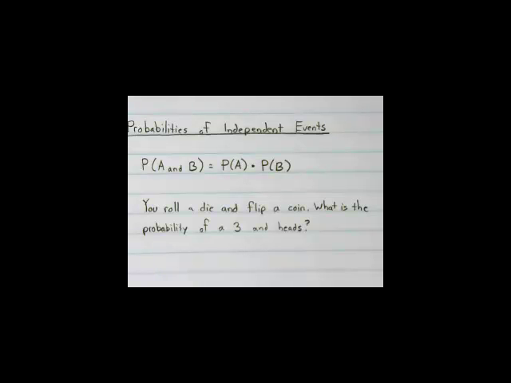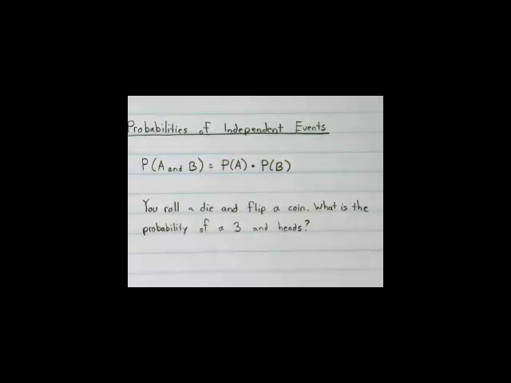Now, before, what you guys would do was you would list out the entire sample space. Okay, I can get a heads with a 1, or a heads with a 2, or a heads with a 3, or a heads with a 4, a heads with a 5, a heads with a 6, or a tails with a 1, a tails with a 2, a tails with a 3, a tails with a 4, a tails with a 5, or a tails with a 6. And then figure out how many of those combinations work.